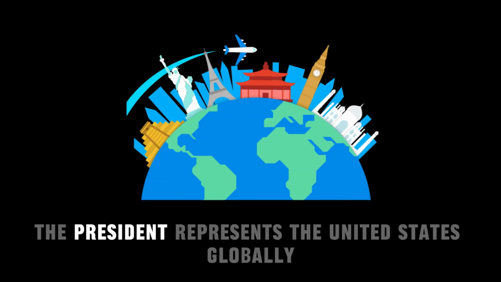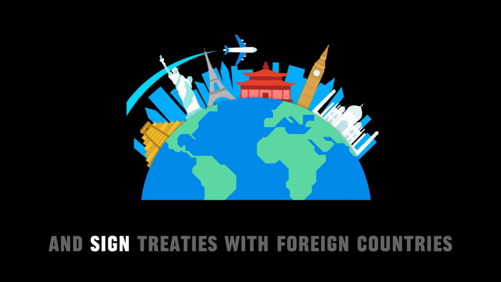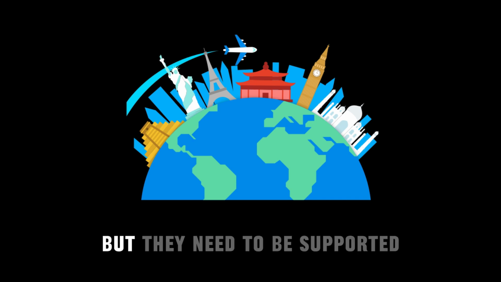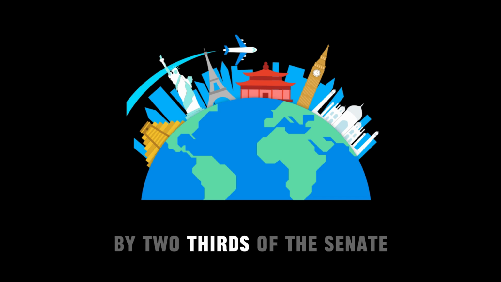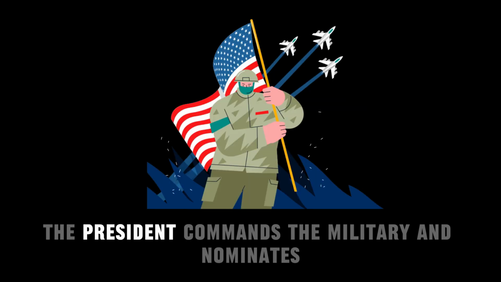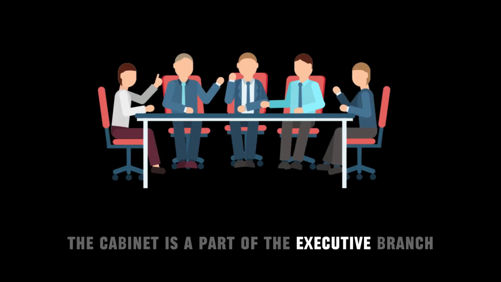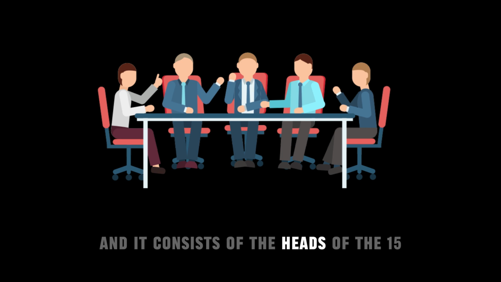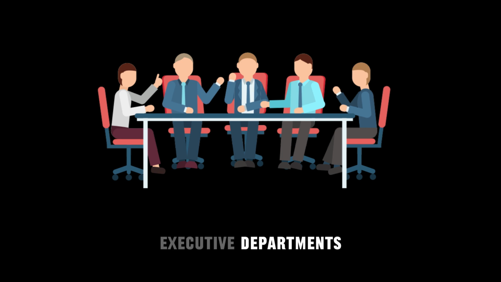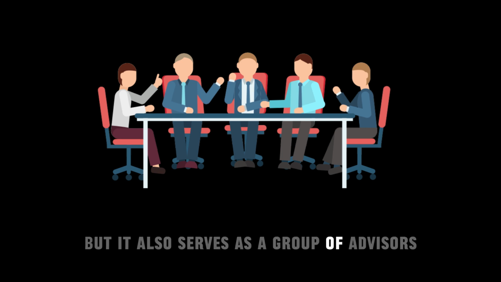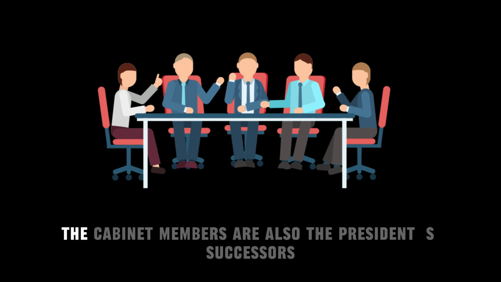The president has multiple powers. The president represents the United States globally. He can negotiate and sign treaties with foreign countries, but they need to be supported by 2/3 of the Senate. The president commands the military and nominates members for the Supreme Court and the cabinet. The cabinet is a part of the executive branch, and it consists of the heads of the 15 executive departments, but it also serves as a group of advisors to the president. The cabinet members are also the president's successors.